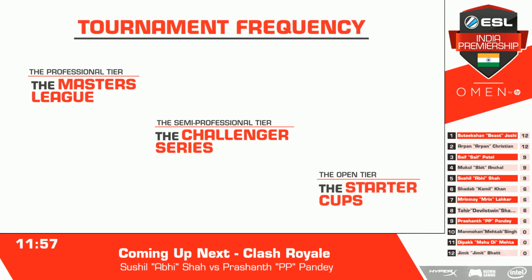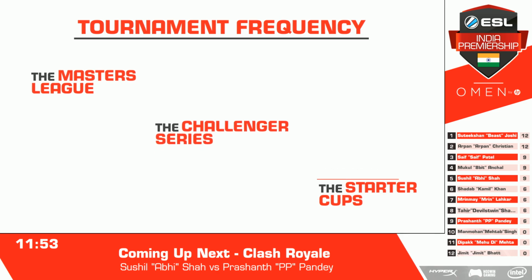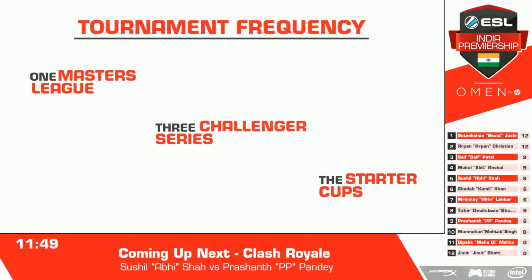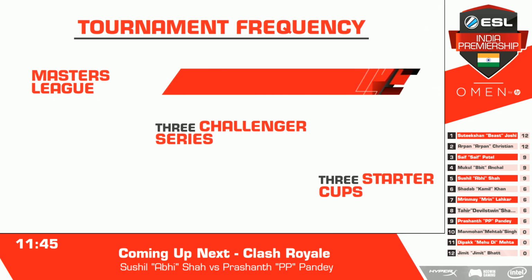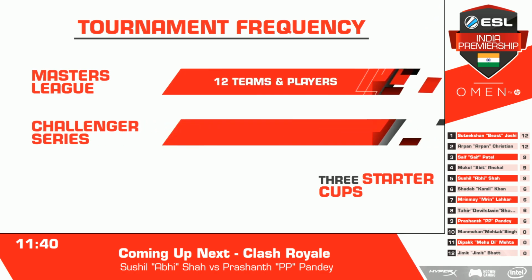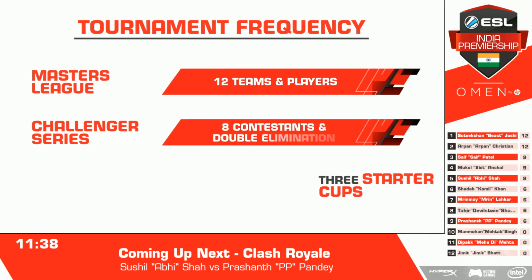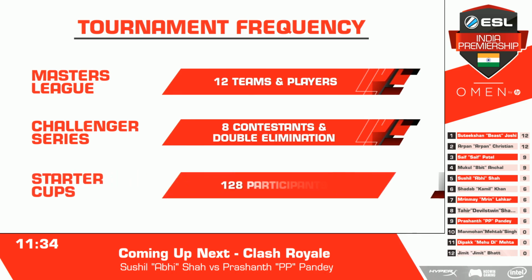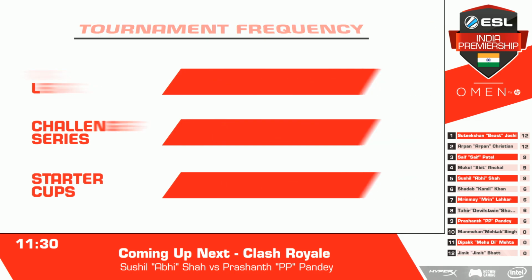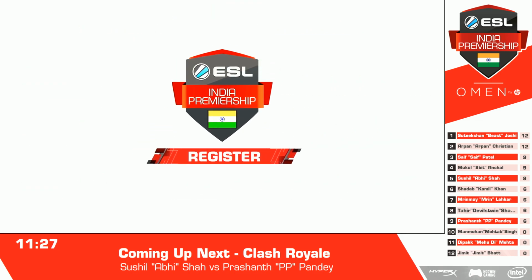Moving on to the frequency, every season in the ESL India Premiership 2018 will see 1 Master League, 3 Challenger Series, and 3 Starter Cups. The Masters League now hosts 12 teams and players. Meanwhile, the Challenger Series has 8 contestants and follows a double elimination format. Finally, the Starter Cups are now limited to only 128 participants, so make sure you register for the Premiership now.